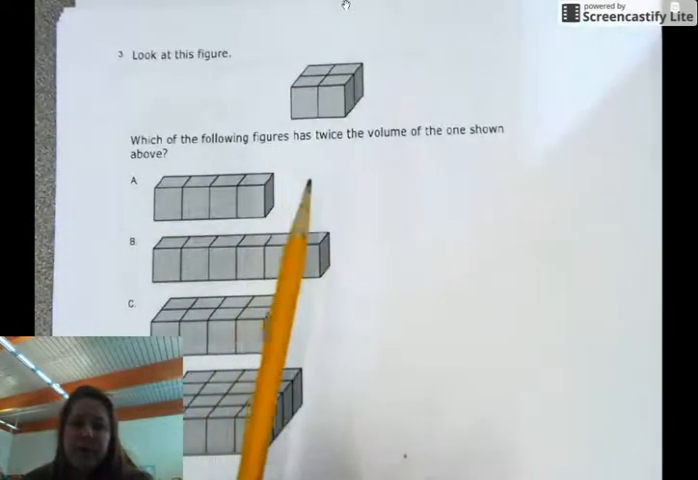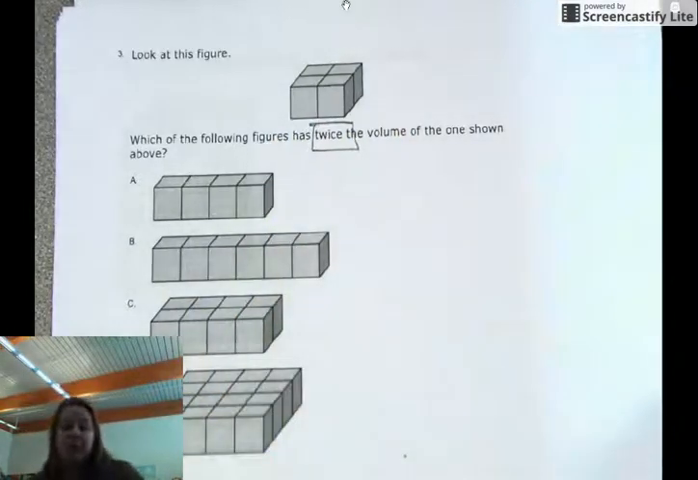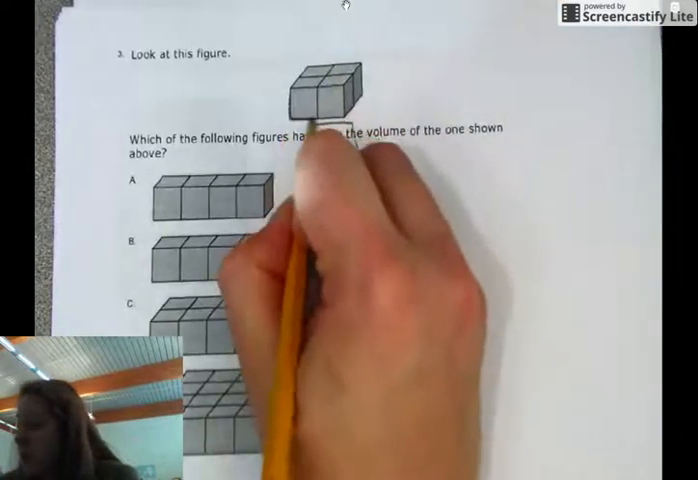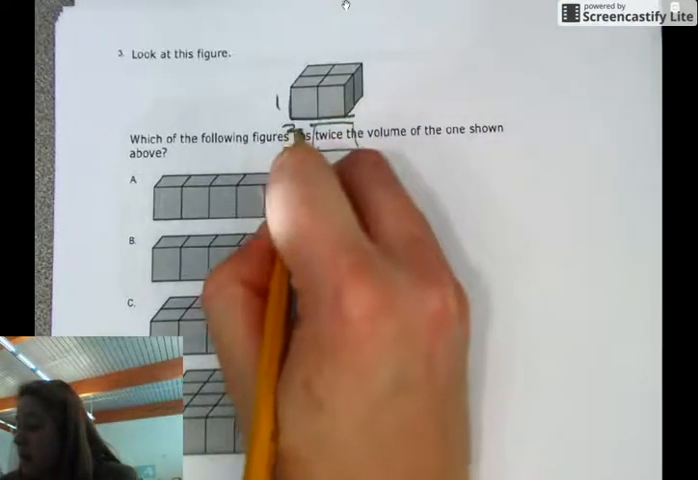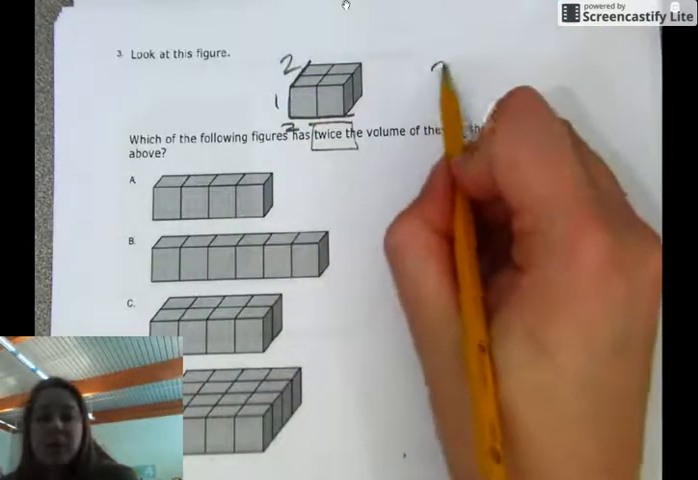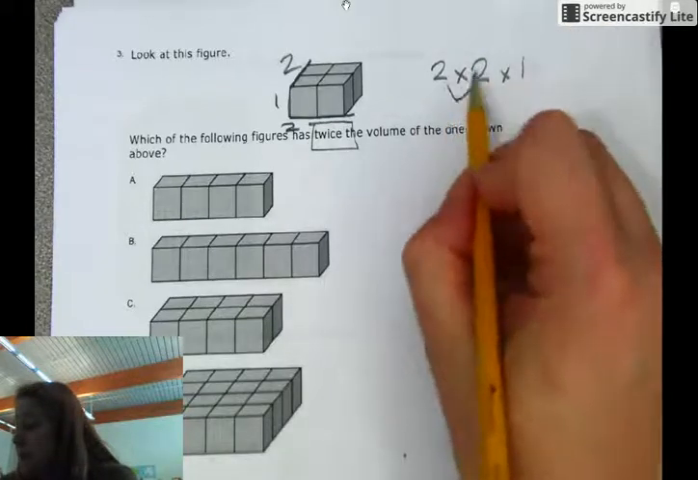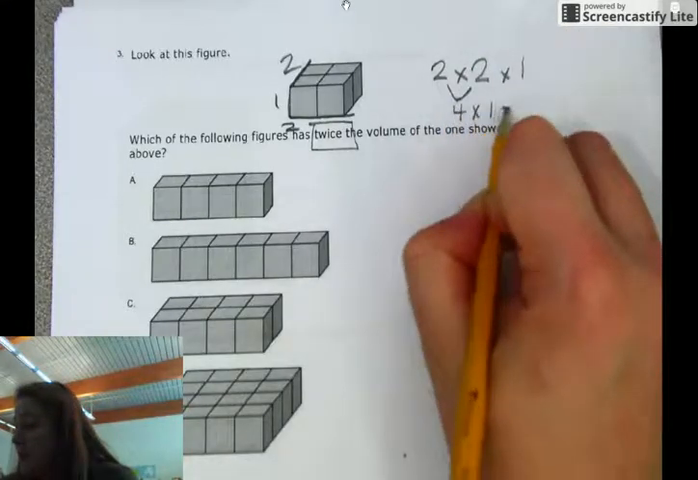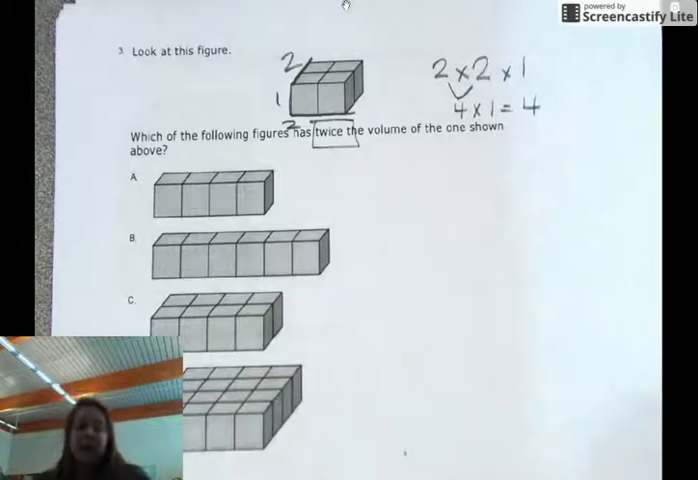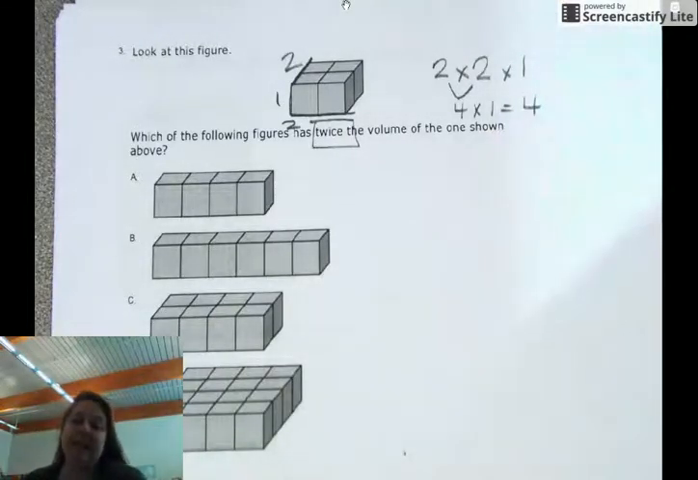Which of the following figures has twice the volume of the one shown above? So let's find the volume of the one shown above. I go by 1, by 2, and then I go by the width, which is 2. So it's 2 times 2 times 1. So 2 times 2 is 4 times 1 equals 4. And what they want to do is find the volume that is twice as much.